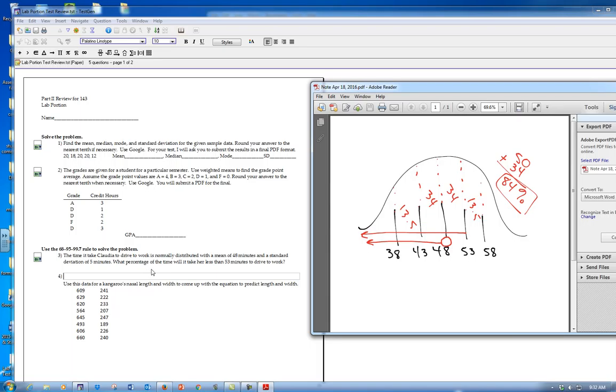It's asking me what percentage of the time will it take less than 53 minutes. Here's 53 minutes. Less is all the numbers to the left. So if I look at this, less than 48 is 50%. This little area between 48 and 53 is 34%. So 50 plus 34 is 84. And for your test, you will have a blank that asks you to write the number in it, but I will also be looking at your drawing, which you will turn in with it, or I may ask you to draw it on the page.